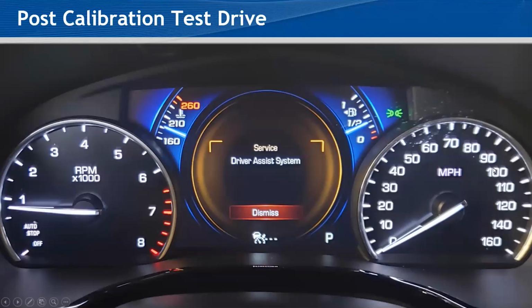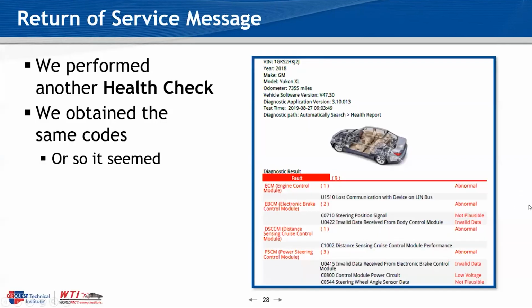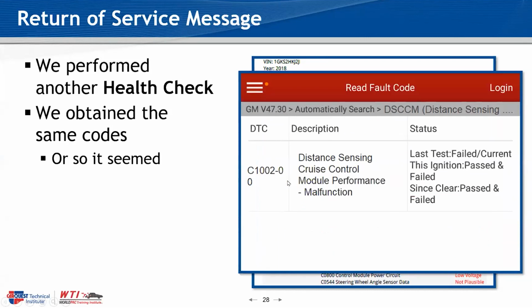So the service driver assist message came right back on, just to recap. It was after we had almost finished our test drive. We were just miles from the shop. We usually do about 10 miles, and I think we were about seven or so miles from the shop. So we did another health check, and we had the same C1002, or at least so it seemed. We pulled up the actual module itself, and we saw that 00 was the identifier this time. So it has a malfunction descriptor this time. Before it was incorrect mounting, and this time it's just malfunction.